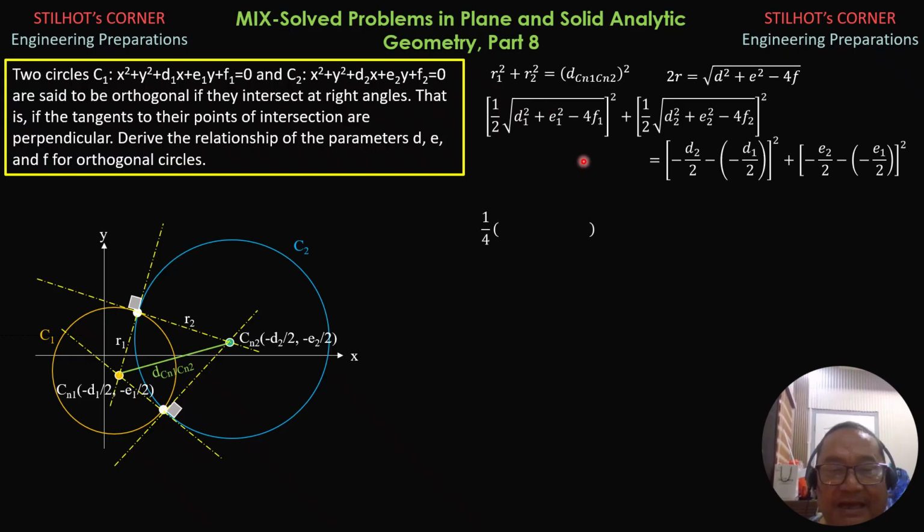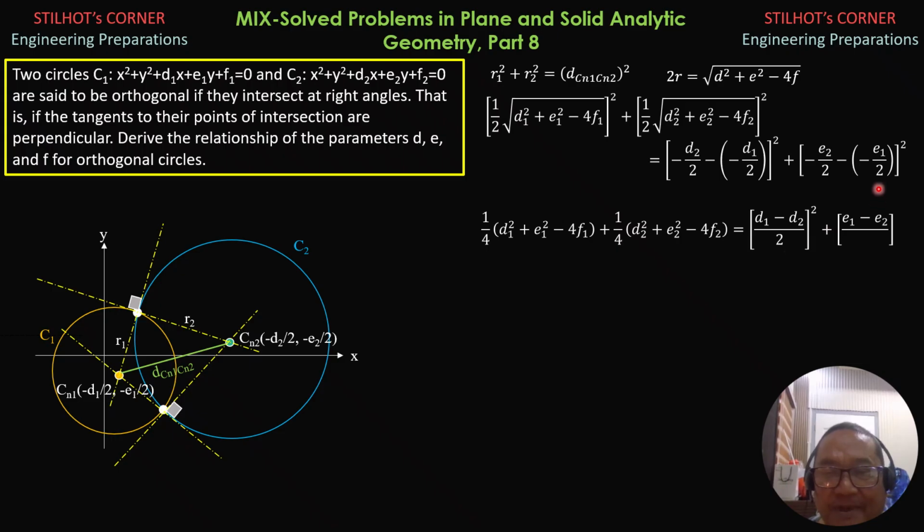We remove the radical sign. 1/4 of quantity d sub 1 squared plus e sub 1 squared minus 4 f1, plus 1/4 of quantity d sub 2 squared plus e sub 2 squared minus 4 times f2, equals d sub 1 minus d sub 2 over 2, quantity squared, plus e sub 1 minus e sub 2 over 2, quantity squared. So we just copy the left side first, then the right side is equal to 1/4 of, we expand quantity d sub 1 minus d sub 2 squared.